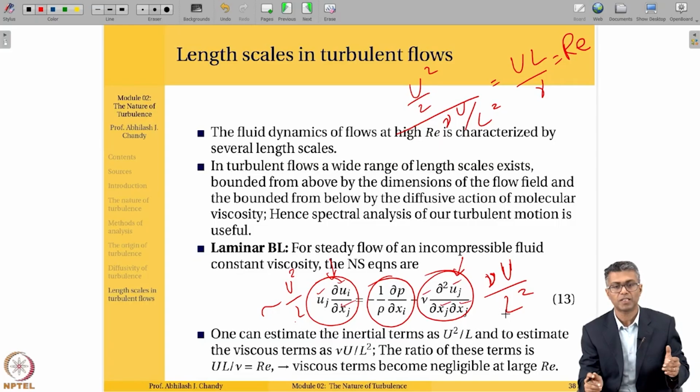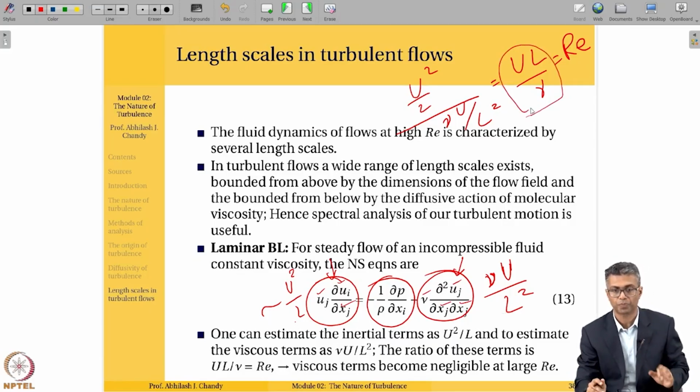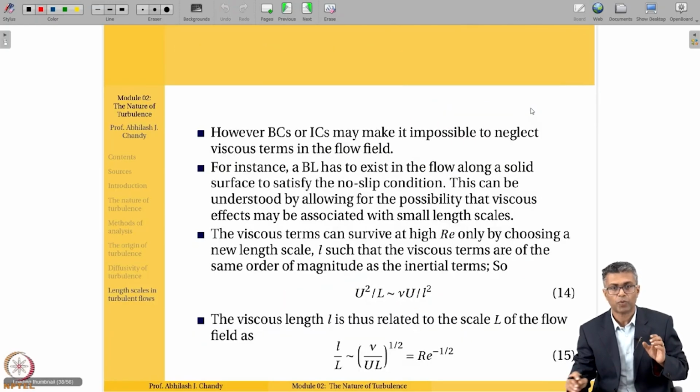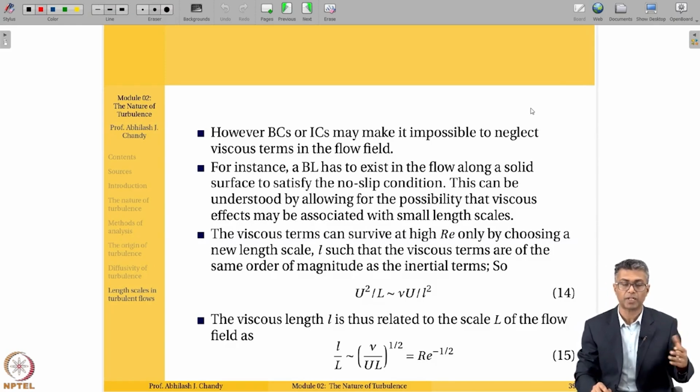So if I just divide these two terms, if I divide inertia by viscous, I'm supposed to get the Reynolds number, and that is indeed what I get, UL over nu. Okay. Now that is all good, but when you think about high Reynolds number, the Reynolds number is the ratio of inertia over viscous. So at high Reynolds number, we tend to think that the viscous effects are negligible. So they can possibly be neglected.